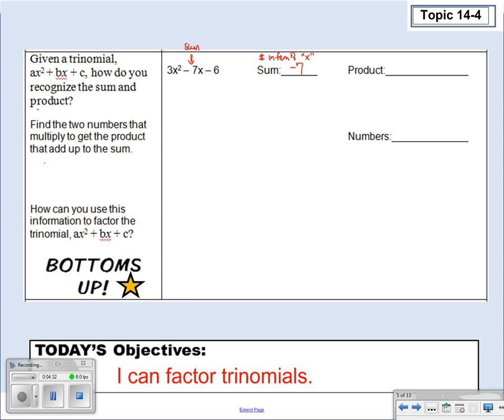My product, since I've already used the number that's in front of the x, I still have two other numbers. I have the number in front of the x squared and then my constant. So my product is going to be that first number times the last number. So when I want the product, we multiply the first and the last.